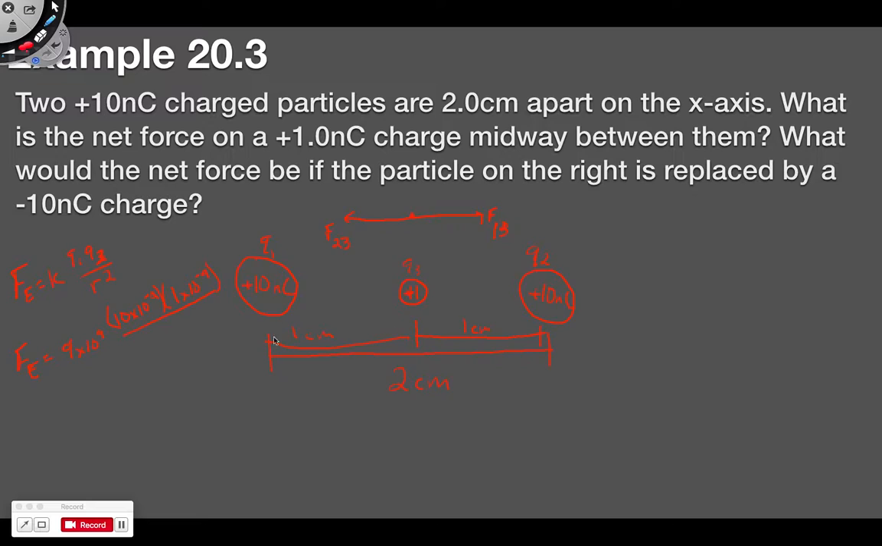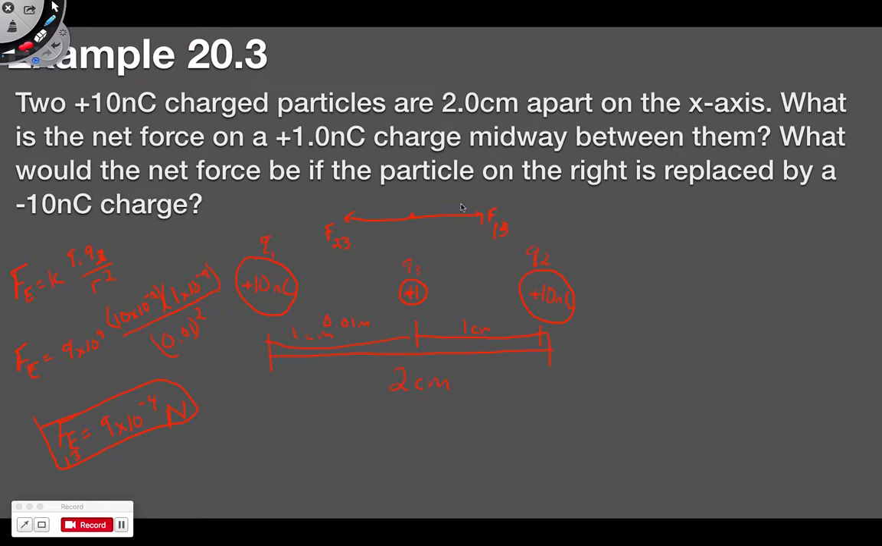And what's the distance between them? Well, this needs to be in meters, so this is the same as 0.01 meters, but I have to make sure I square that, okay? And so let's do that. I'll go ahead and calculate 9 times 10 to the ninth, times 10 to the negative ninth, times 1 times 10 to the negative ninth, divided by 0.01 squared. And the value I get for the electric force between them is 9 times 10 to the negative fourth. Make sure that's right. Yes. And that's going to be in newtons. Okay, 9 times 10 to the negative fourth newtons. And that is the force between 1 and 3.